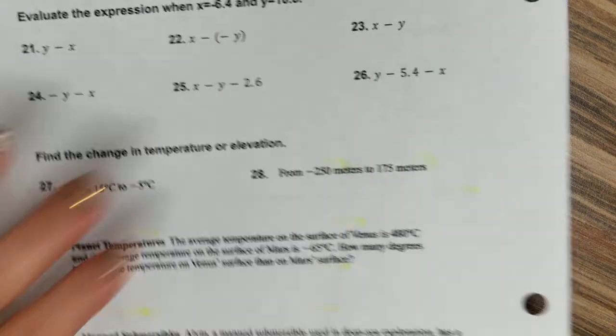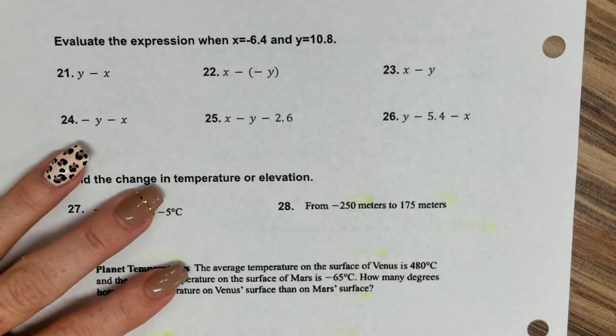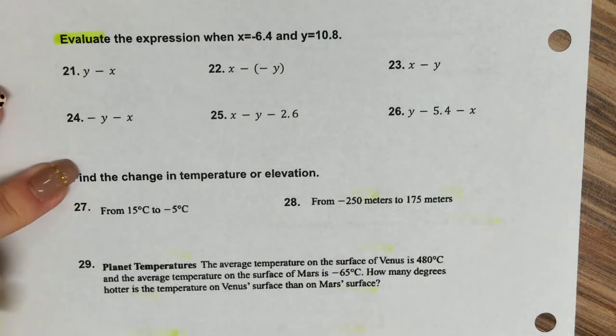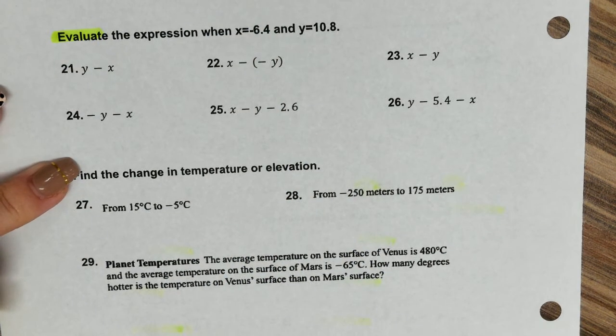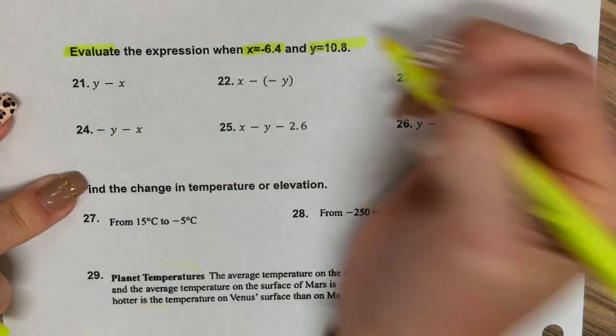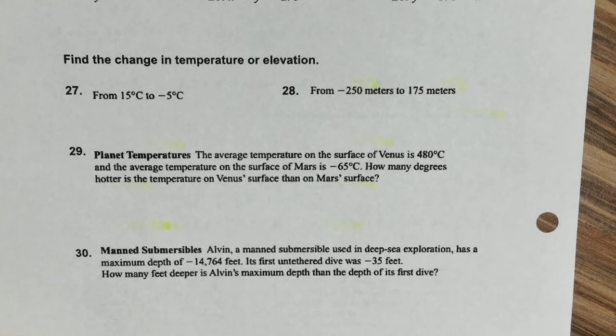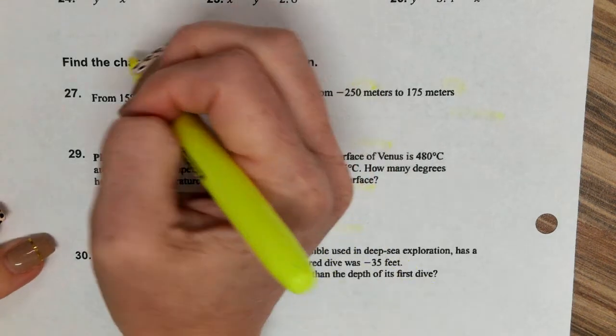Turn to the back. 21 through 26, what does it say to do? What does that mean? And look at where the value of x and y is. So for every problem, x is negative 6.4 and y is positive 10.8. Are we good? All right, 27 and 28, find the change in temperature.